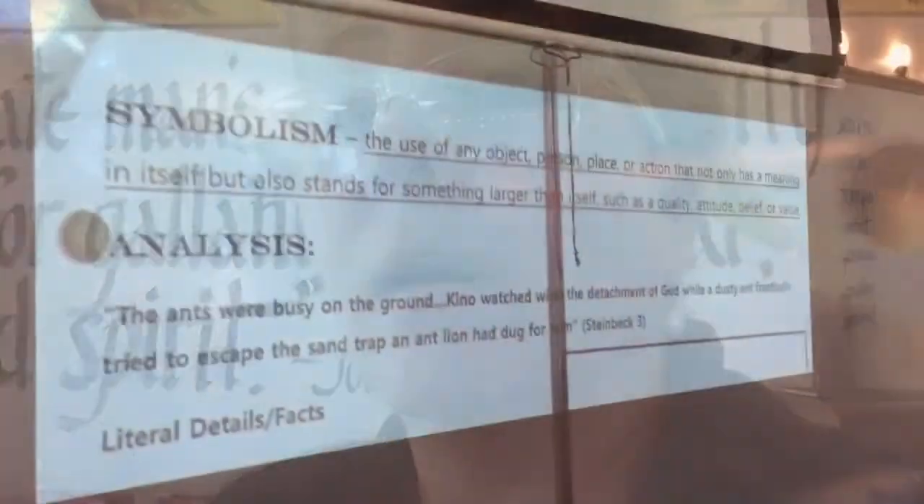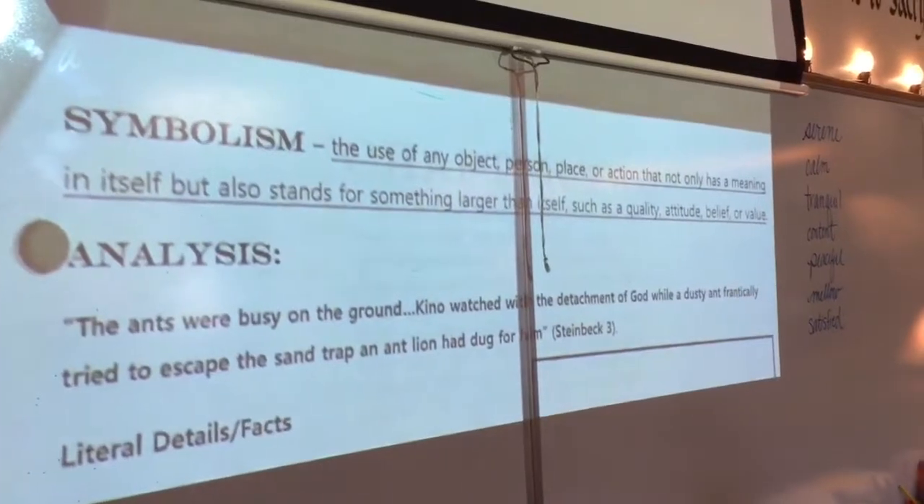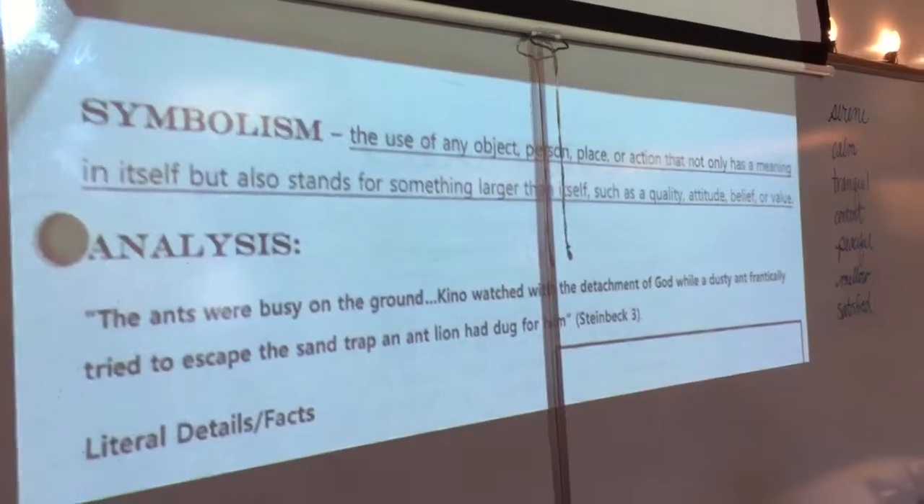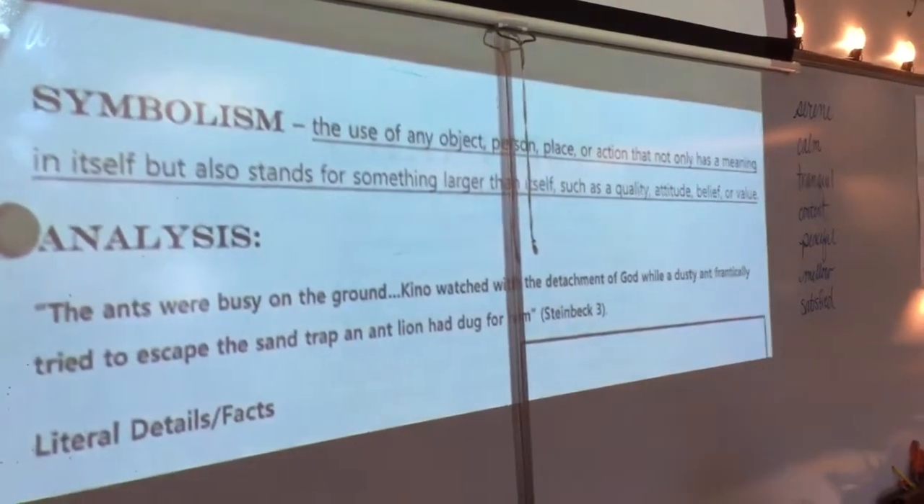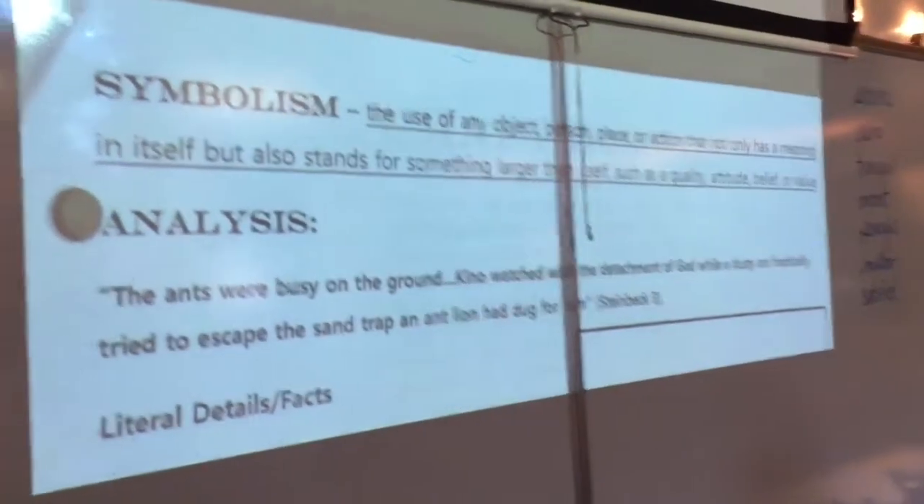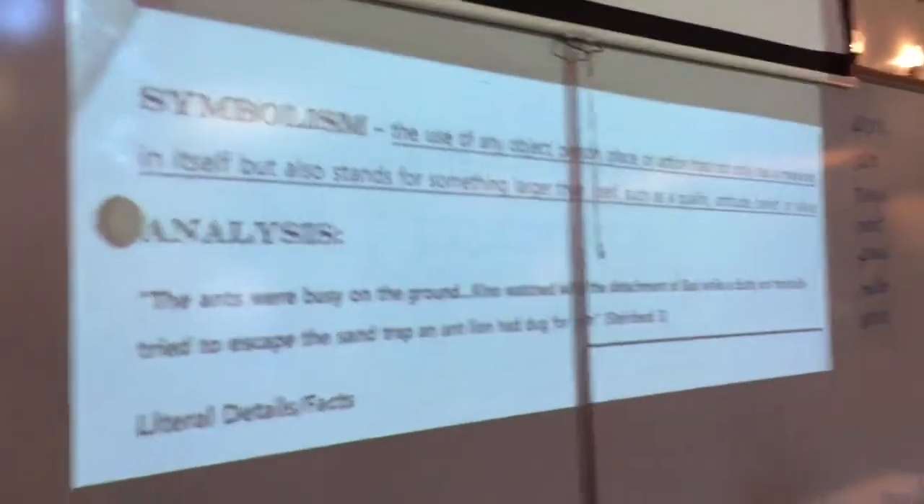Symbolism is big in life, but it's also big in literature. Okay, in literature, it's more subtle. And we're going to look at 2 passages today. I'm going to help you with the first one, and then you're going to do the one at the bottom of the page by yourself. Okay, but I'm going to lead you along right now, and I promise I'm going to do a good job. Symbolism is the use of any object, person, place, or action that not only has a meaning in itself, but stands for something larger than itself, such as a quality, attitude, belief, or value. Okay, we're going to look at that text in just a moment.